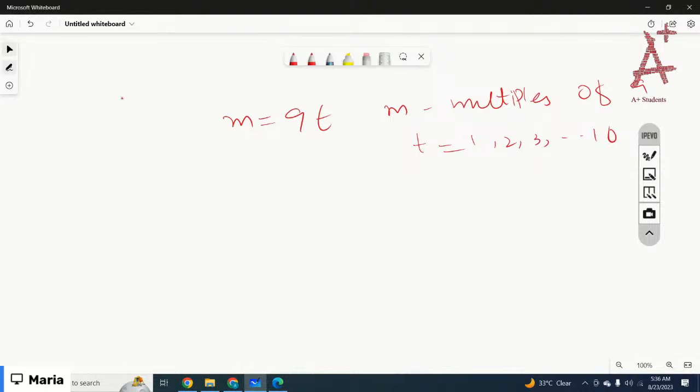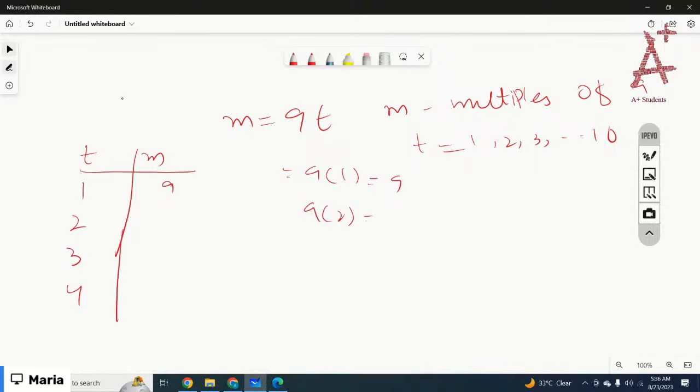T equals 1, 2, 3, 4. T is 1. 9 times 1 is 9. T is 2. 9 times 2 is 18. T is 3. 9 times 3 is 27. T is 4. 9 times 4 is 36. Right? Okay.